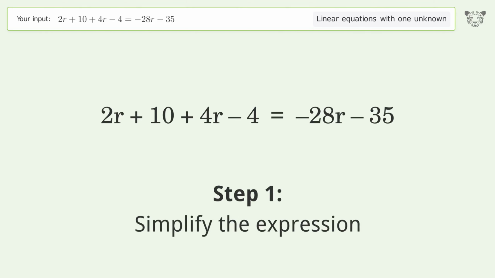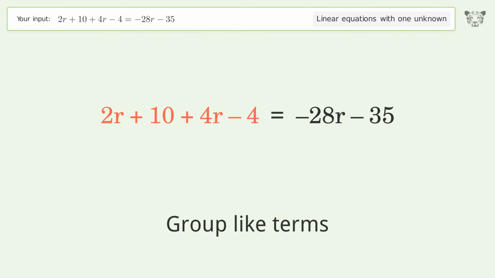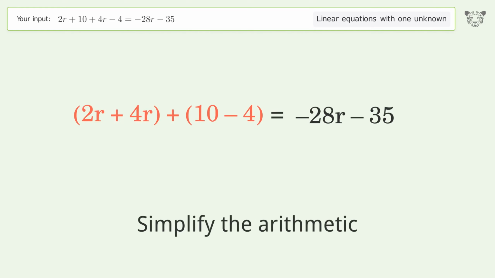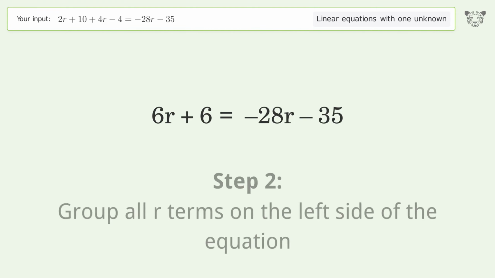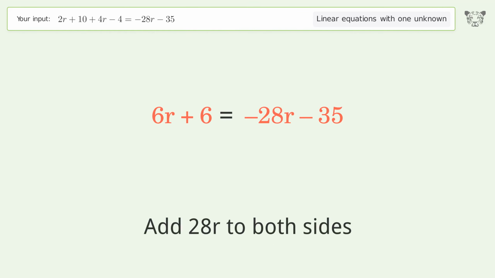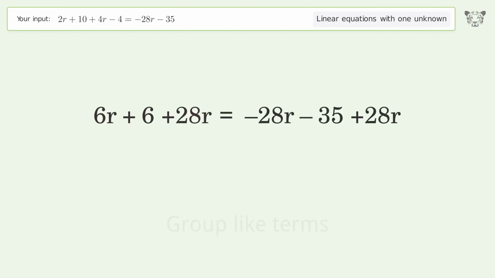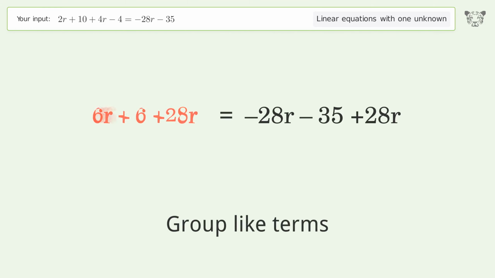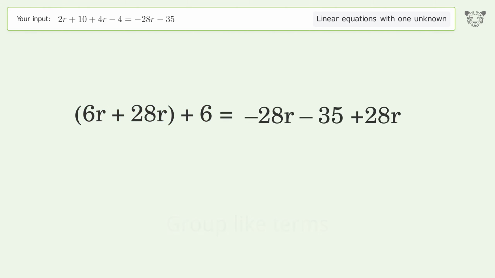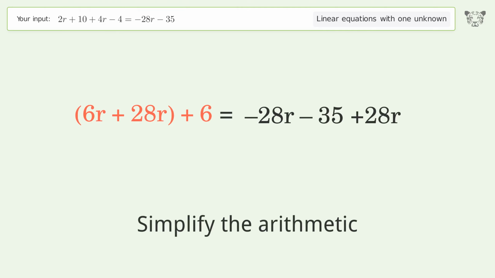Simplify the expression. Group like terms. Simplify the arithmetic. Group all r terms on the left side of the equation. Add 28r to both sides. Group like terms. Simplify the arithmetic.